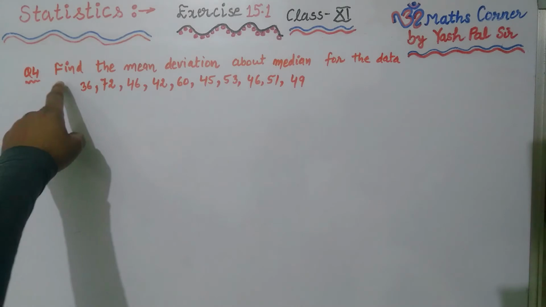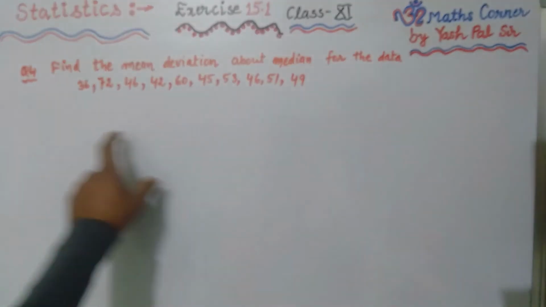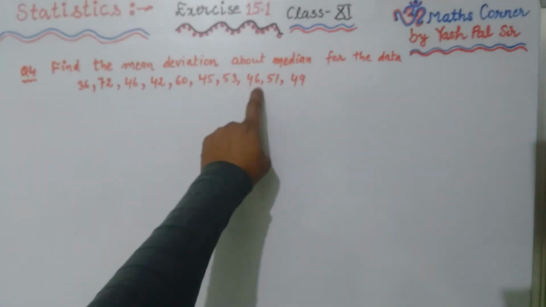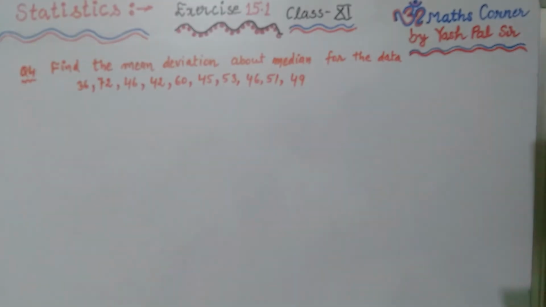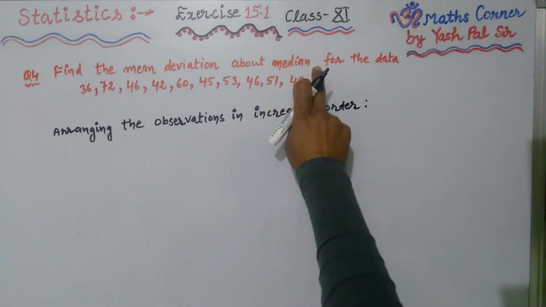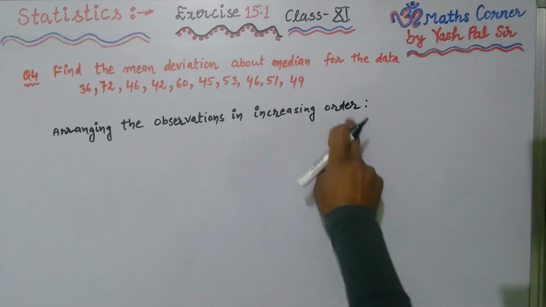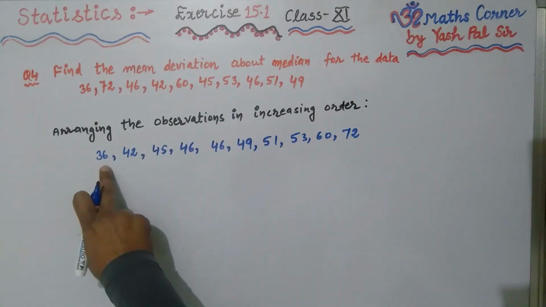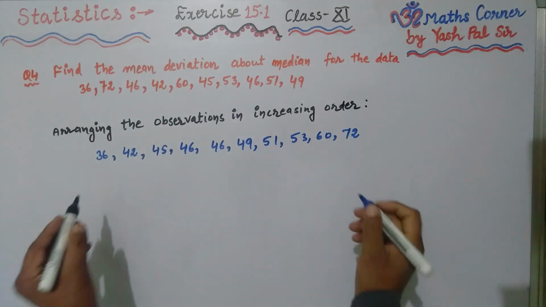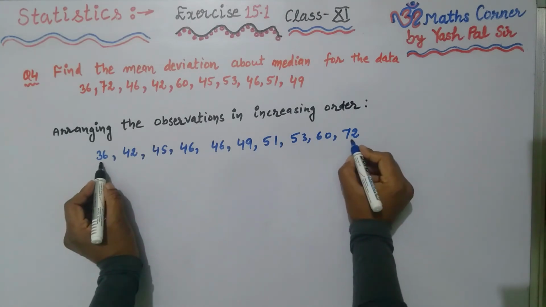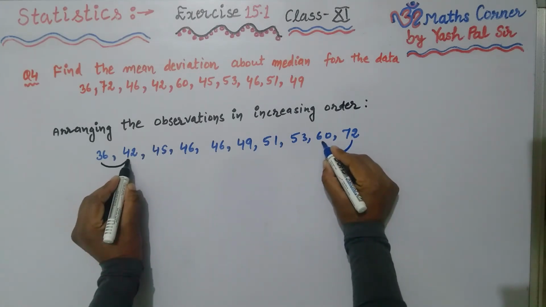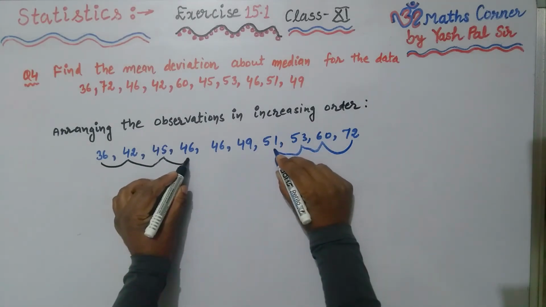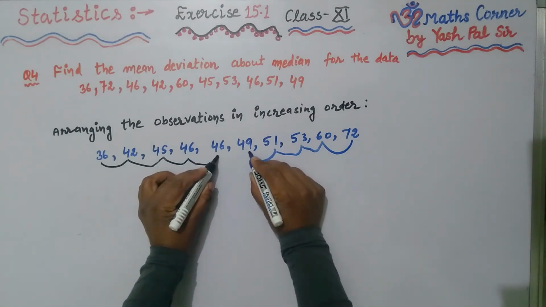Question number 4. Find the mean deviation about the median for the data 36, 72, 46, 42, 60, 45, 53, 46, 51, 49. Because we are taking the median, first of all we arrange the observations in increasing order. This way we have arranged the observations in ascending order. Okay, now we move from left towards right and from right towards left. Now next is this. Next we move towards this, and finally we reached here.